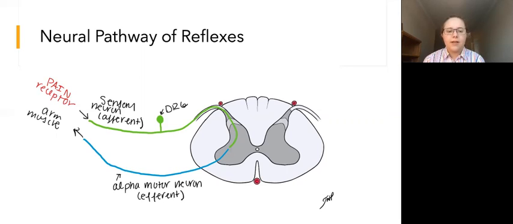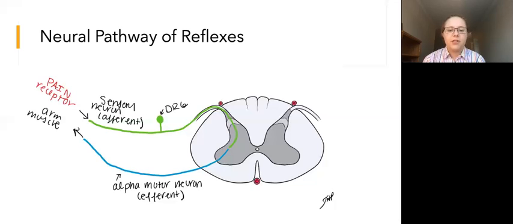The sensory afferent then enters the dorsal horn of the spinal cord. Up to this point, the pathway has been the same as a general sensory pathway that we've talked about in previous videos. However, instead of going up the spinal cord, the signal actually short circuits at that spinal cord level, which allows for quick movement.